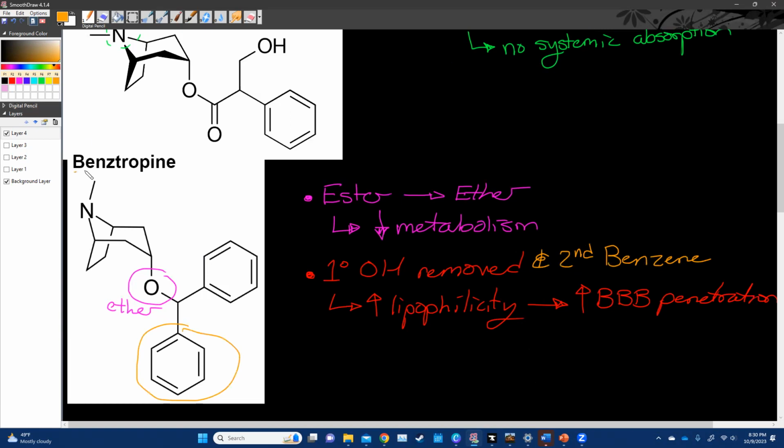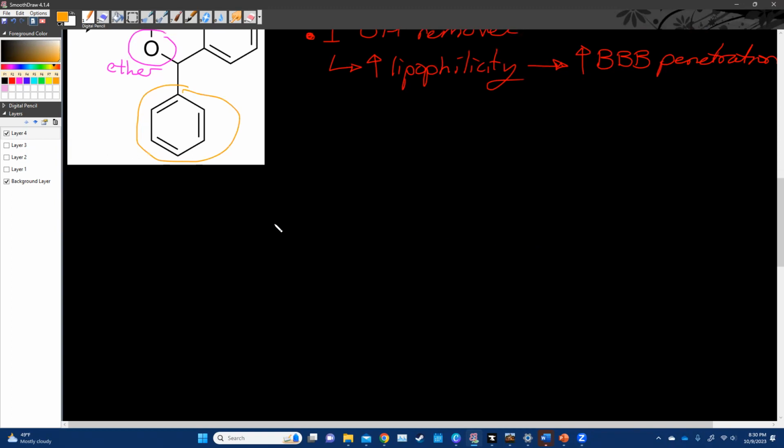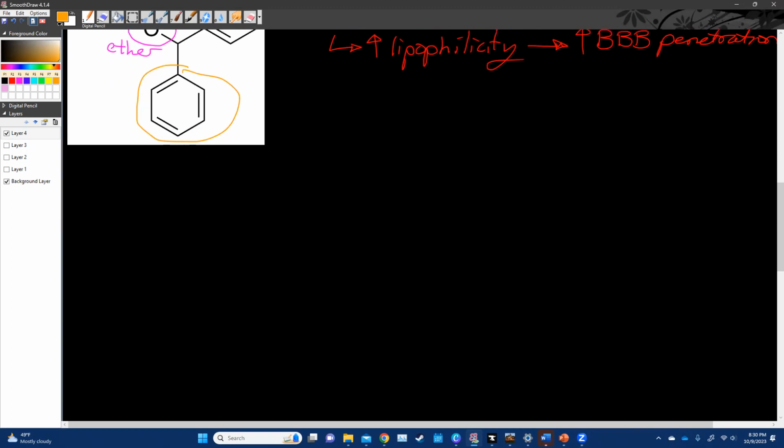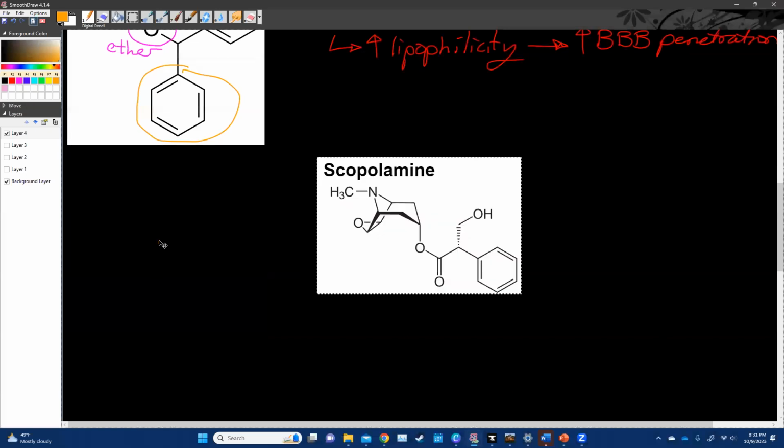By the way, benzyl atropine. You guys are like, wow, drug names are so cool. How do they come up with these things? Nobody says that. I'm the only one that says that.